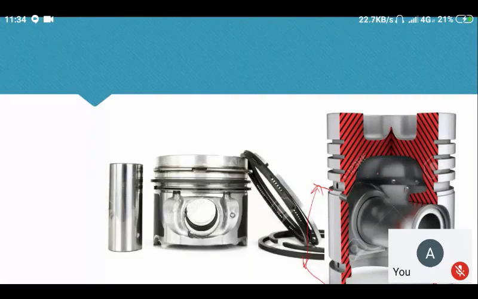When you cut it and see the inner view of the piston, you will find that the distance between the lower surface of the cylinder head till the end, this surface, is called the piston barrel. This is called the piston barrel.